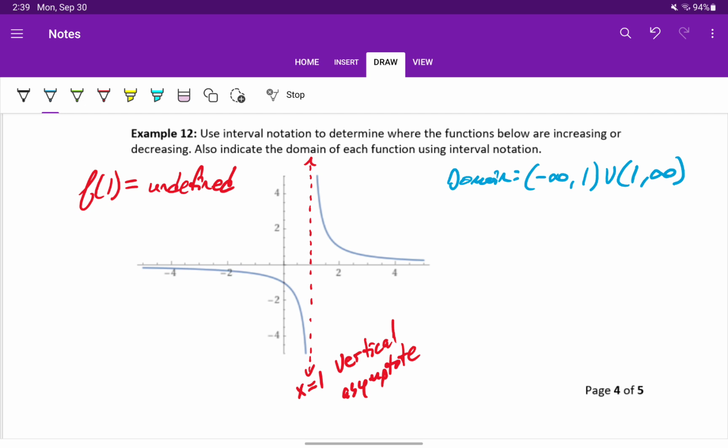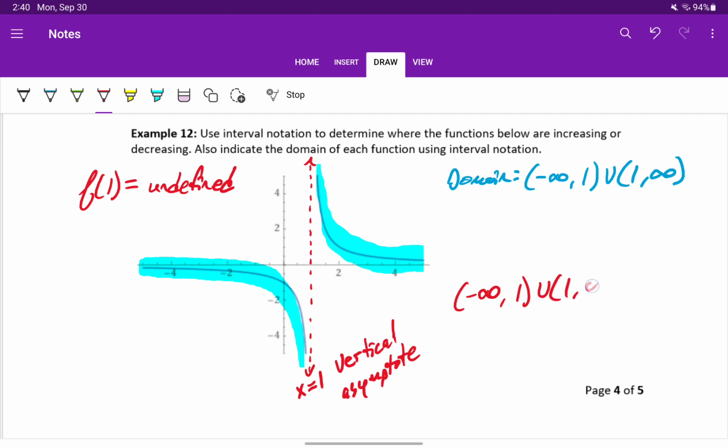Then looking at the intervals of increase and decrease, we can see that our function is decreasing to the left of that asymptote as well as to the right of that asymptote. But we still need to include that break since our function is undefined at 1. So we would say that our function is decreasing on negative infinity to 1, union 1 to infinity.